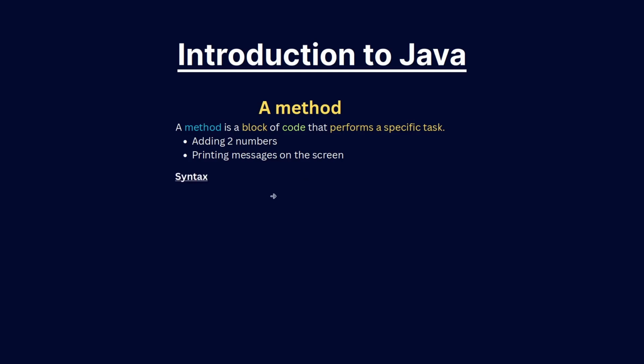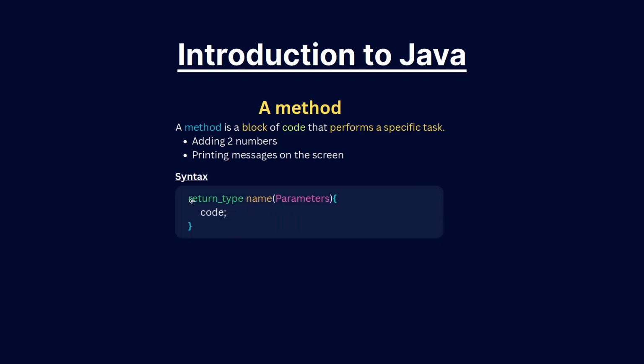Let's see the structure or the syntax of a method. We start with the return type. For this one, you can add two numbers here and return the result, which can be of type integer. So you can write integer here, the method name, maybe add two numbers, and then you pass those numbers in here. But remember that parameters are optional. You don't need to pass them here. And then inside these curly braces, that is where you put your code.